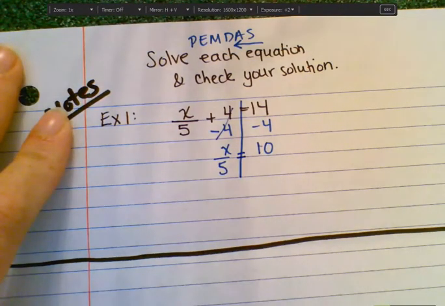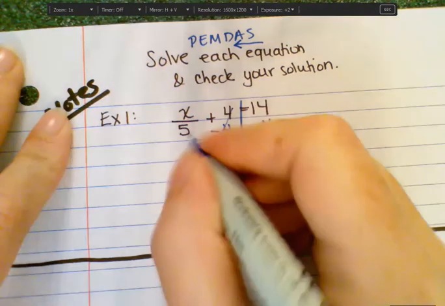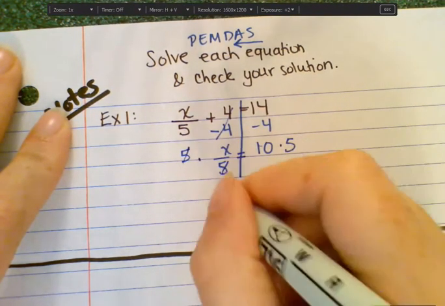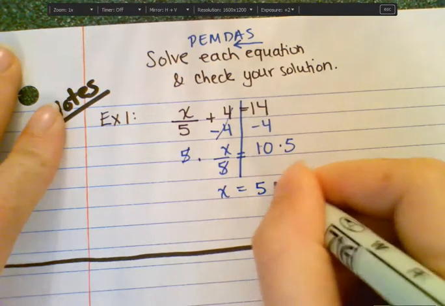Okay. I need to solve for x, so now I'm going to deal with my division. The opposite of dividing is to multiply both sides by 5. The 5's get crossed out. So x equals 50.